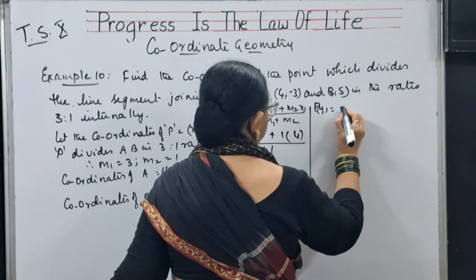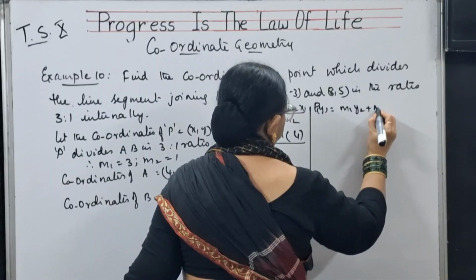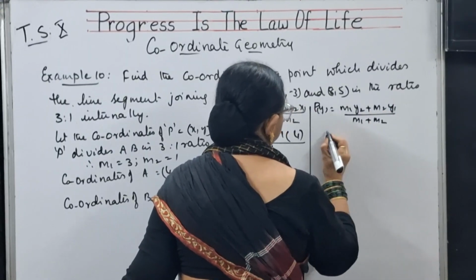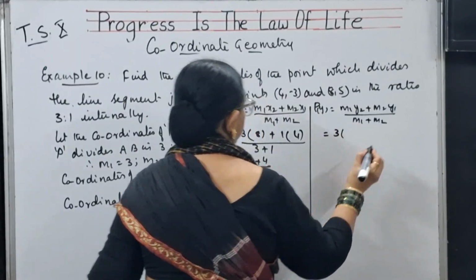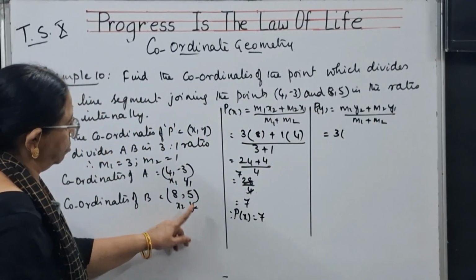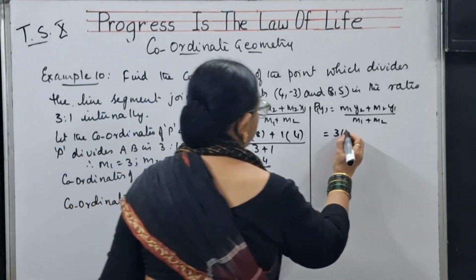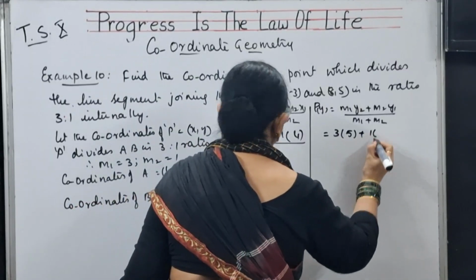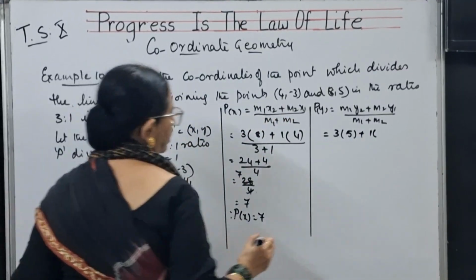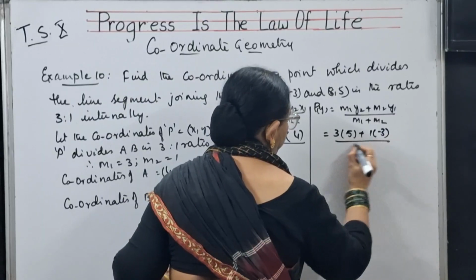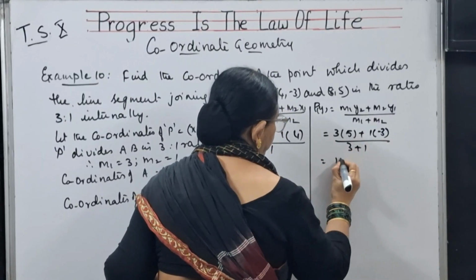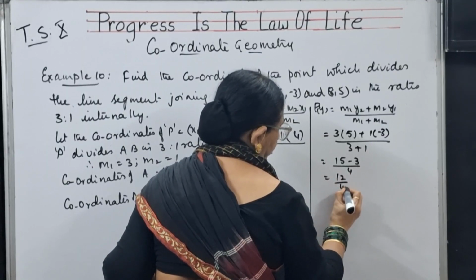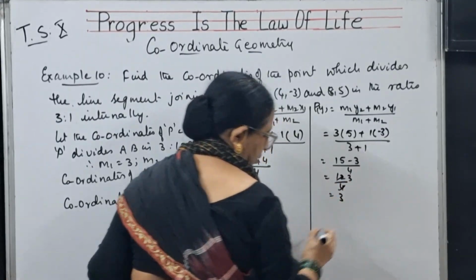P of y is equal to (m1 y2 plus m2 y1) by (m1 plus m2). So m1 is 3 into y2, y2 is how much? 5, plus m2. What is m2? 1 into y1. What is y1? Minus 3, by 3 plus 1. 15 minus 3 by 4, 12 by 4, that is equal to 3.